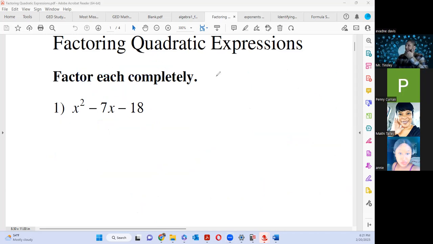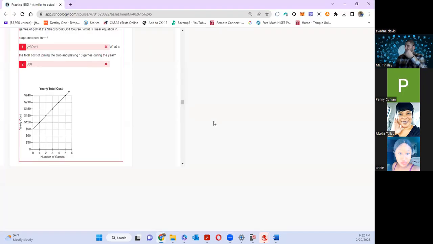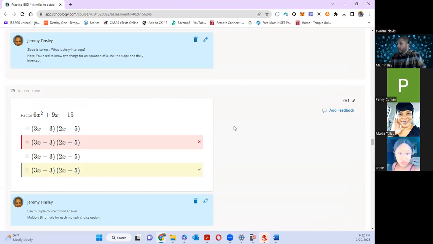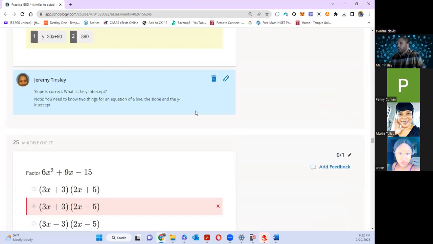But guess what? This is the mistake that I saw a lot of people making over the weekend. Let me find it. An example like this. Again, this is on Schoology. You can take these as many times as you want. If you notice, it says factor 6x squared plus 9x minus 15. Can everybody see that clearly? Yes. Okay.